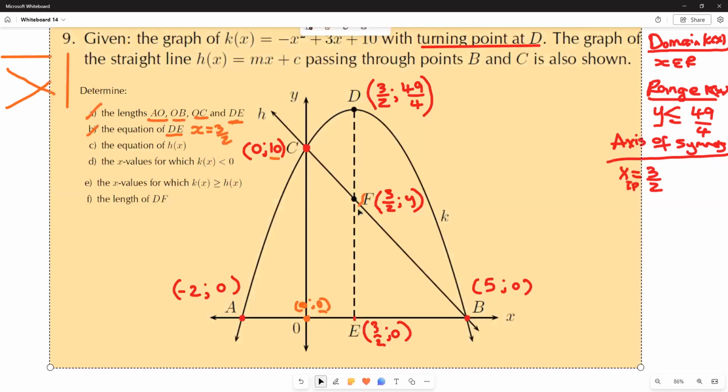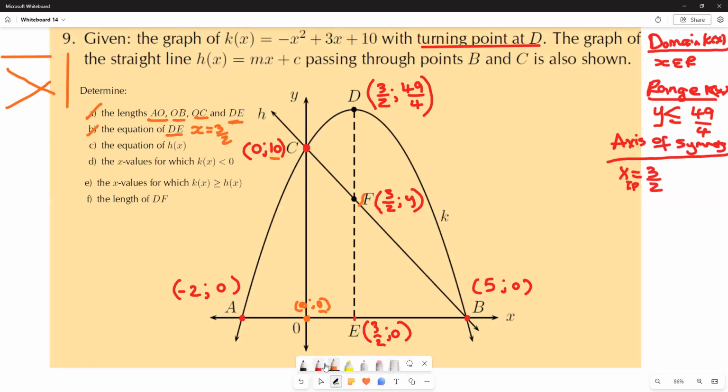Okay, sharp. So we need m. Remember, m will be basically the gradient, right? We need to find this and that, but it's always advisable to start by finding the m. So now, I need 2 points to get m. I see that C lies on H, and also B lies on H, and F lies on H. But the only issue with F is I don't know the y value, so I cannot use F. I'm forced to use B and C.